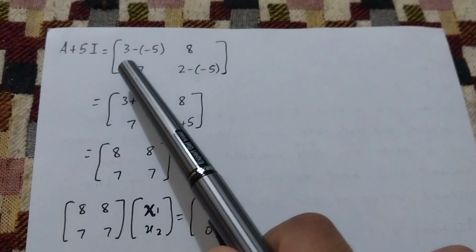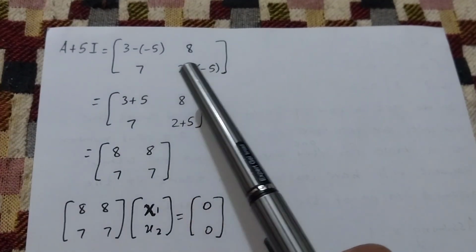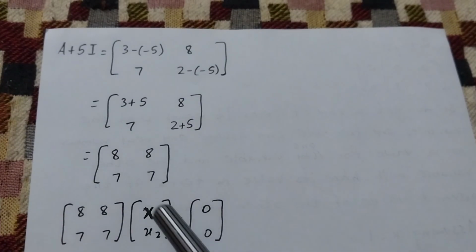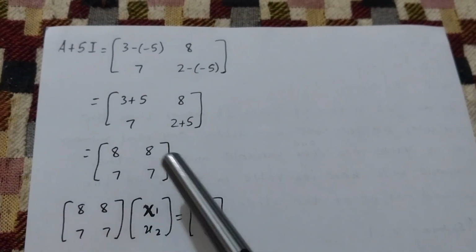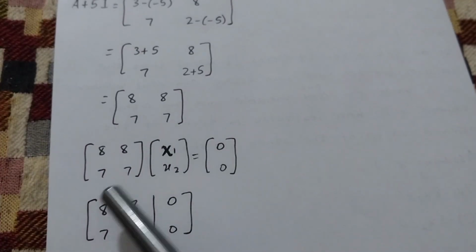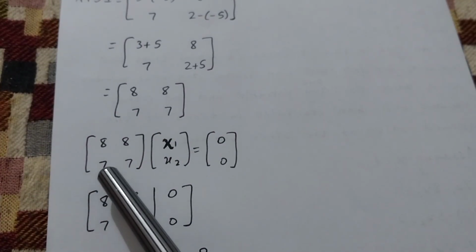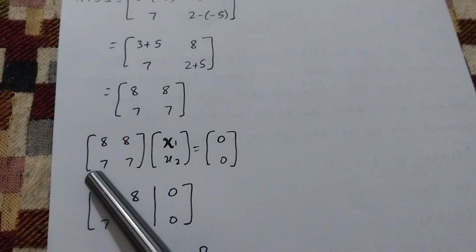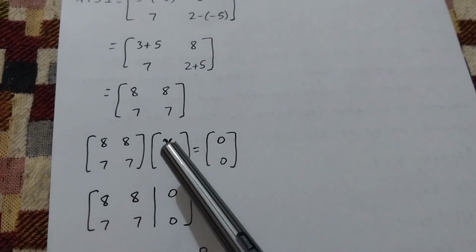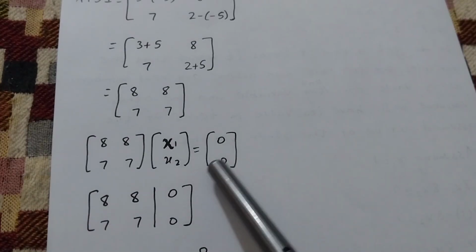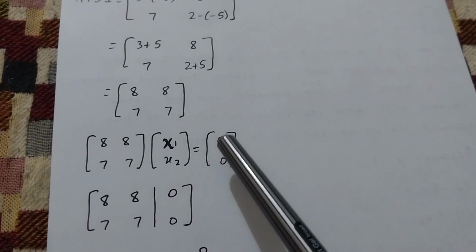So A plus 5I is equal to 3 minus into minus 5, 8, 7, 2 minus into minus 5. So 3 plus 5, 8, 7, 2 plus 5. That is 8, 8, 7, and 7. So this is the value of A minus lambda I. And we know the equation is A minus lambda I into x is equal to the null vector. So A minus lambda I is 8, 8, 7, 7, and x is x1 and x2, and the null vector has two elements as 0.